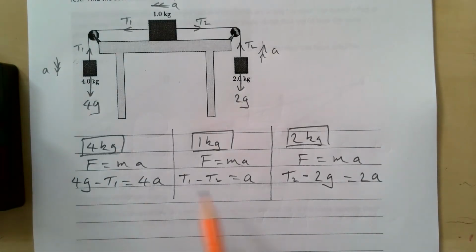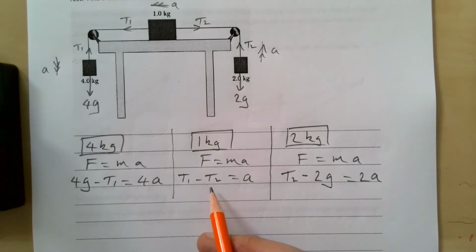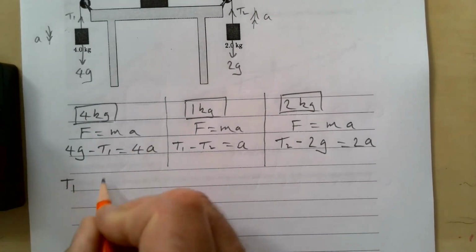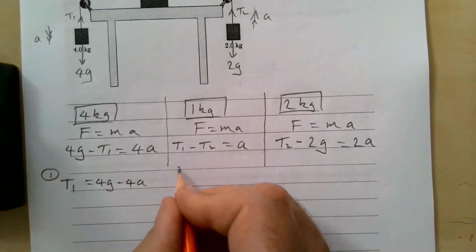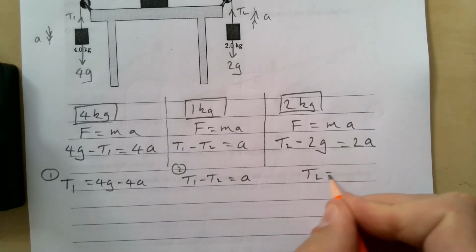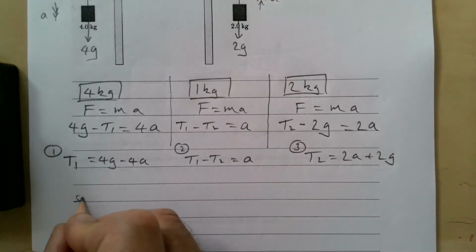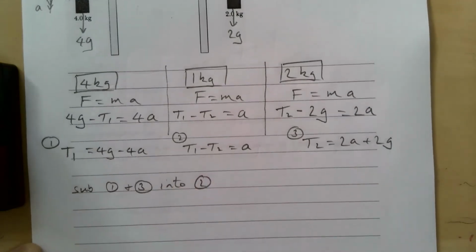There are loads of different ways of solving these 3 equations with 3 unknowns. The way I'm going to do it is get T1 on its own and sub it into this, T2 on its own and sub it into this, and that'll give me the acceleration, and then I can go on and work out the tensions. So T1, if I rearrange this, equals 4g minus 4a, I'm calling that equation 1. Equation 2, T1 take away T2 equals a, nothing changed. Here I'm getting T2 on its own, 2a plus 2g, I'm calling that equation 3. And what am I doing? I'm subbing 1 and 3 into 2.